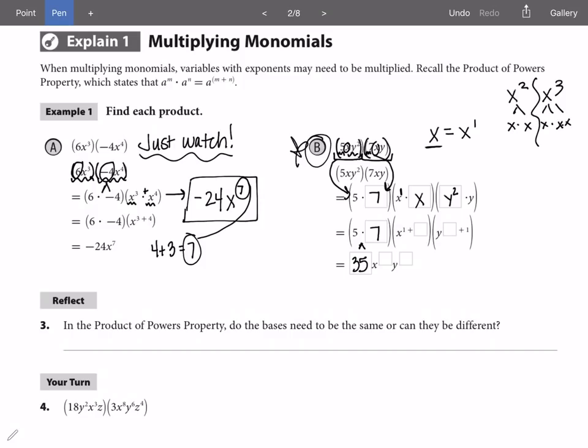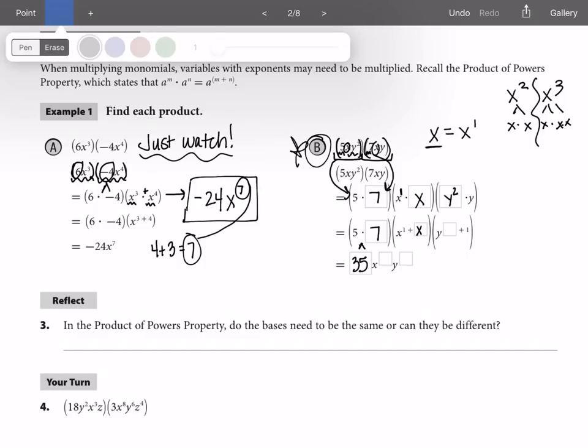Okay, so we're going to check here. We have x. I'm going to go ahead and erase that. Okay, so we know that we have x to the first power, and we have another x to the first power. And then we have y squared plus 1. And so if we add 1 and 1 together, we have x squared. And if we add 2 and 1 together, we have y cubed. Okay.